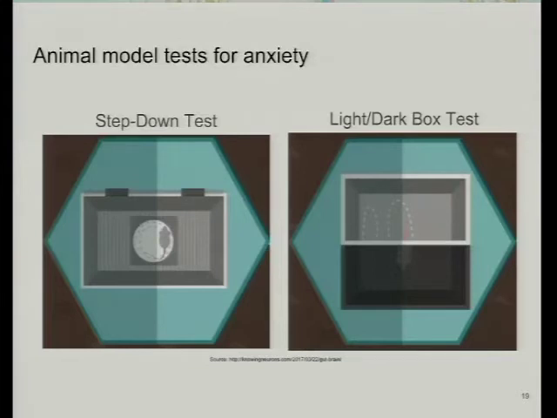A similar test is the light-dark box test, in which you have two compartments, a more lit area and a darker area. Again, this is a test for anxiety, in which less anxious mice or animals will want to explore and be in the lit area, while the more anxious ones will stay in the darker area. So you can measure the time they're in the light area as an indication of how anxious a certain animal is.